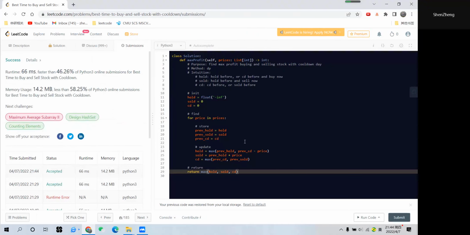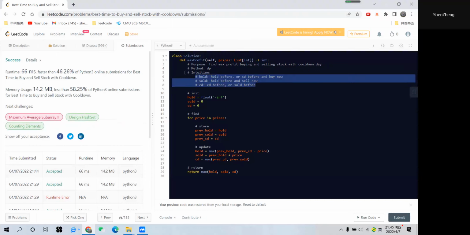You see the time complexity and memory usage distribution is quite efficient, right? And I think the overall logic is quite straightforward if you can break the problem into these 3 scenarios and solve them one by one with clear logic.